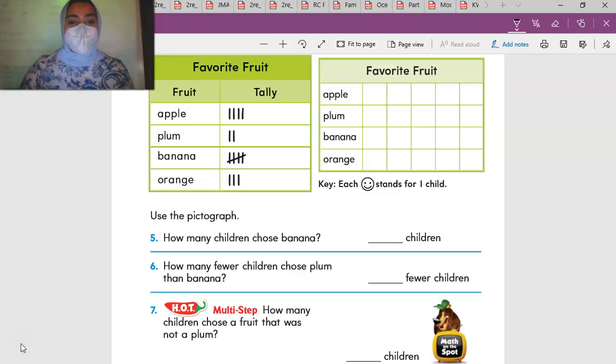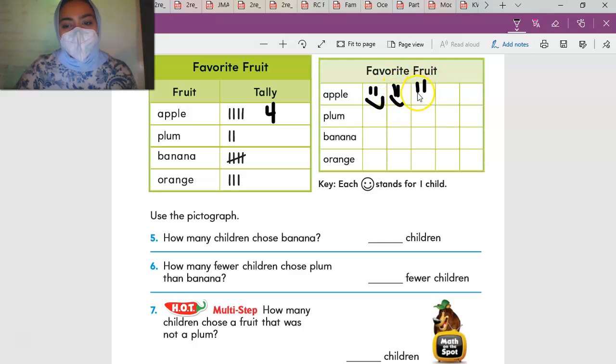All right, so now that you've had some time to do this on your own, I'm going to review what you did. So apple. If I look at the tally chart, I can see that 4 people voted for apple to be their favorite fruit. So I'm going to draw 4 smiley faces for apple. 1, 2, 3, 4. And then plum, 2 people chose plum as their favorite fruit.